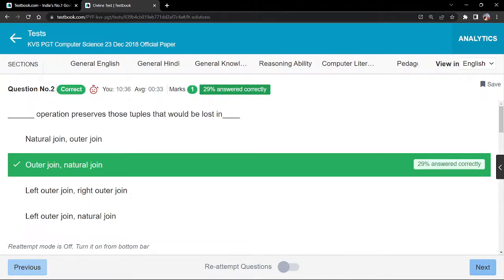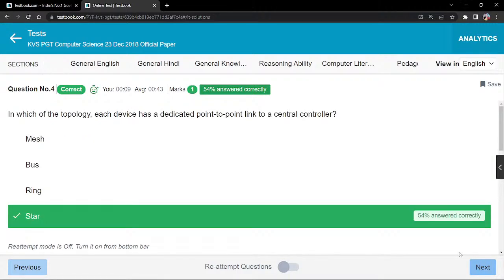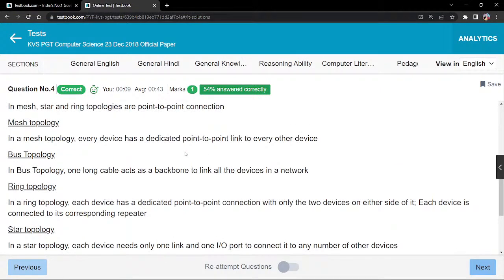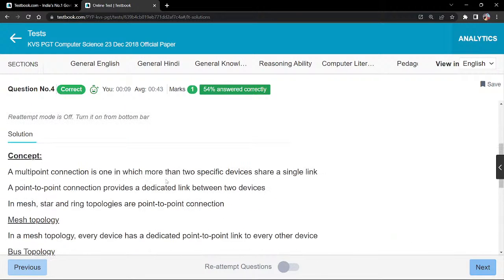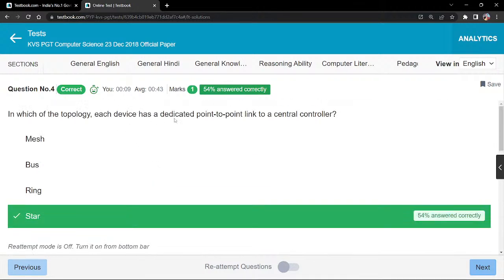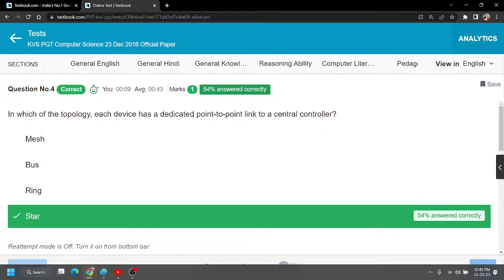Next, which operation preserves those tuples that would be lost in natural join? Outer join preserves those tuples which are lost. Star topology has a dedicated point-to-point control link. Mesh topology also has a dedicated point-to-point link. For a central controller we use star.